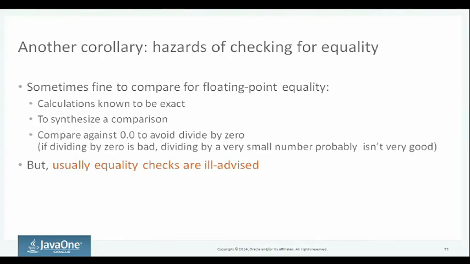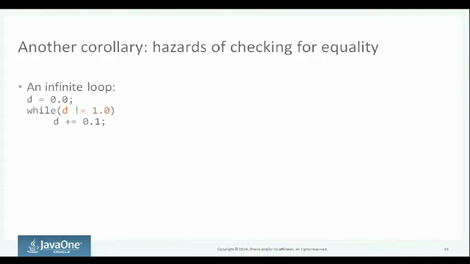Now, a corollary of exactness is checking for equality. Again, unless special circumstances hold, it's usually a bad idea to check floating point numbers for exact equality unless you know they're exact. You can check against 0 to avoid divide by 0, but you should be warned that if dividing by 0 is bad, dividing by a very small number probably isn't very good either. So you might want to be careful there.